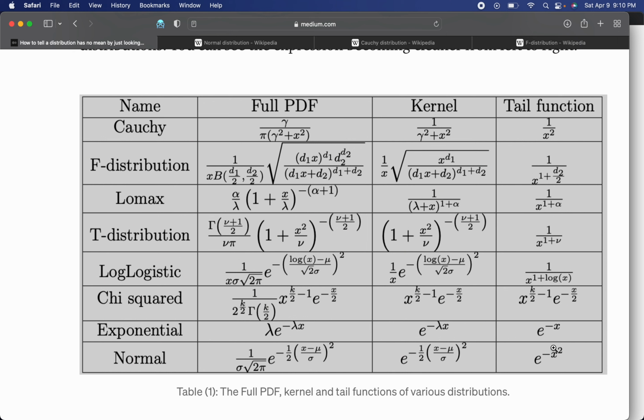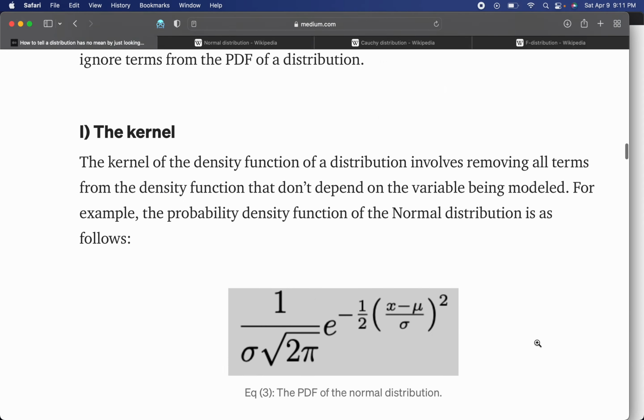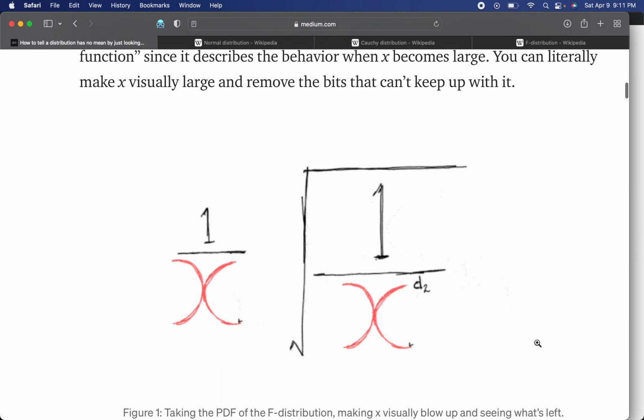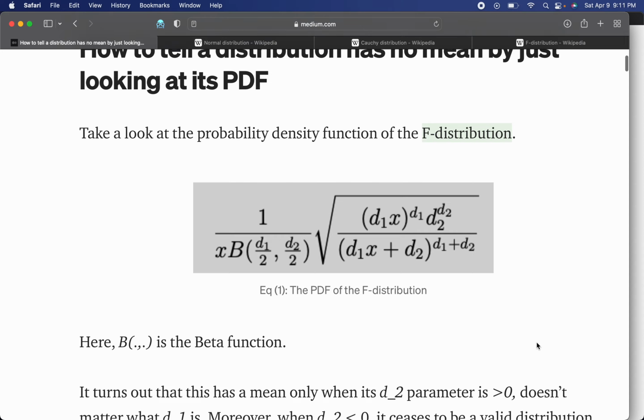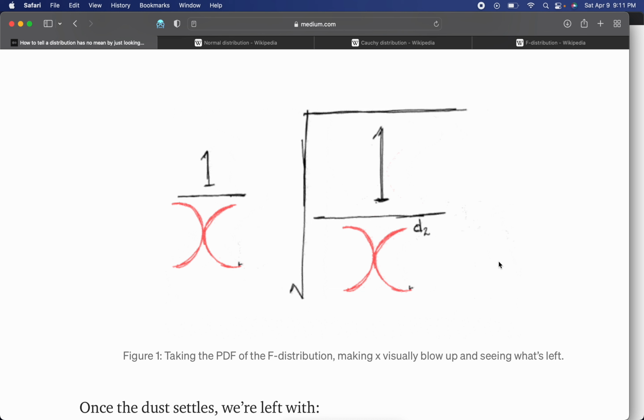And then distributions like the exponential and the normal distribution are going to have all the moments. First of all, the tail behavior doesn't even depend on any parameter. So it doesn't matter what the parameters are, they're just going to have the mean, have a variance, have everything. So yeah, now you know how to take one look at the density function, explode the x, get rid of the riffraff, and tell whether it has a mean or not, a variance or not.